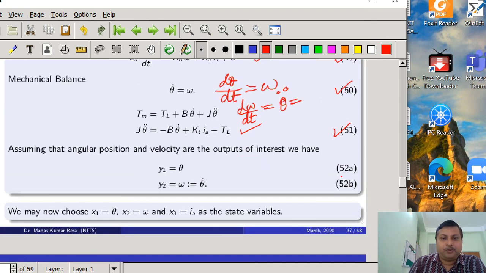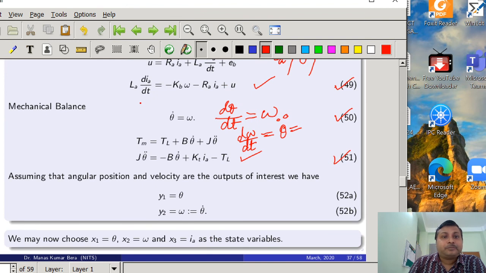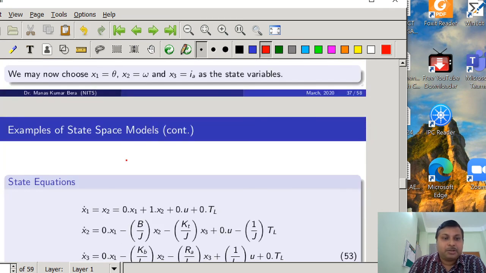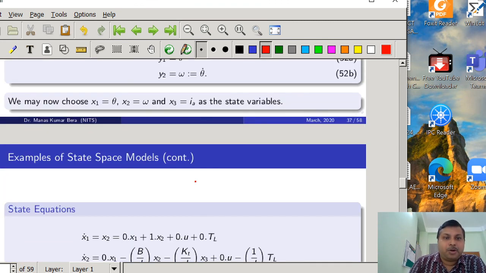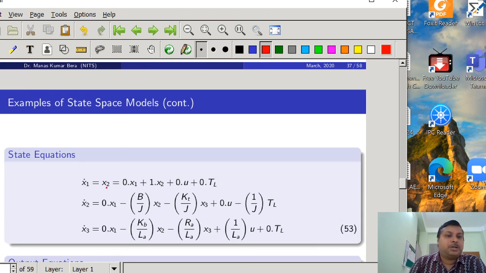Suppose first we take the equation number 50, because we have assumed x1 equal to θ. So what we can write, x1 dot is equal to x2, because x1 dot means θ dot, and θ dot means ω, and ω is represented by x2. So x1 dot is equal to x2. Now the right hand side, as I told you, always will be a function of states and input. So we can write this one as 0 into x1 plus 1 into x2 plus 0 into u plus 0 into TL. Here TL, we are assuming, is the torque also present in the system, which is working as a disturbance input.